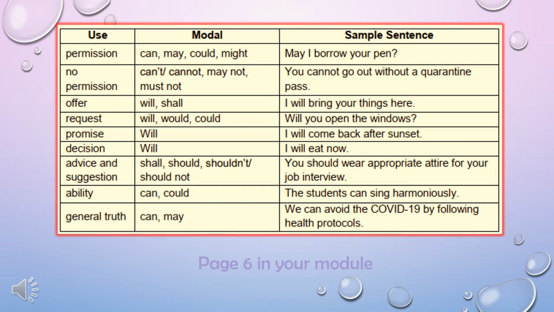Next, can and could are used to show ability. Sample sentence, the students can sing harmoniously. So the modal used is can. Next, can and may can be used to show general truth. Sample sentence, we can avoid the COVID-19 by following health protocols.